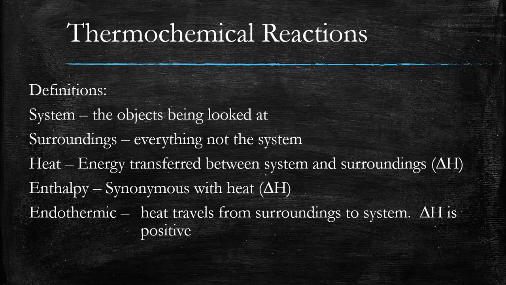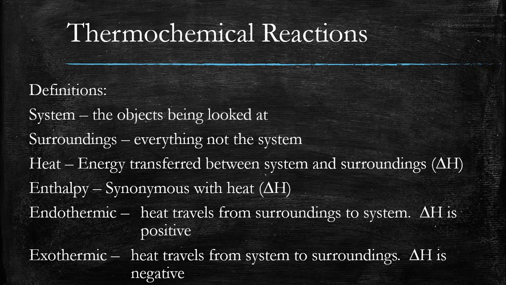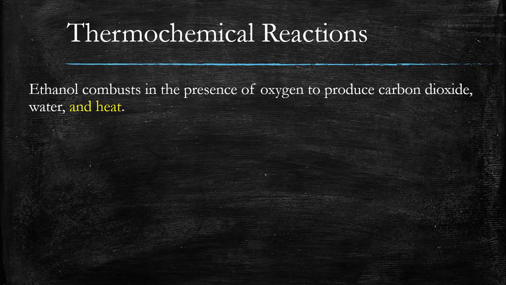Endothermic is when heat goes from the surroundings into the system. In an endothermic process, the delta H is positive. In an exothermic process, heat travels from the system to the surroundings, and delta H is negative. So ethanol, C2H6O, will combust in the presence of oxygen to produce carbon dioxide, water, and heat.